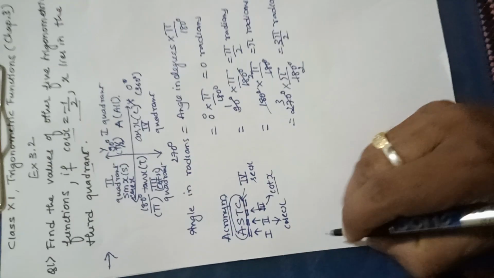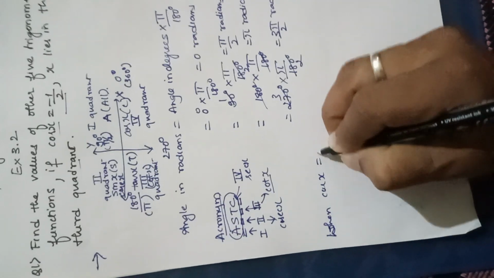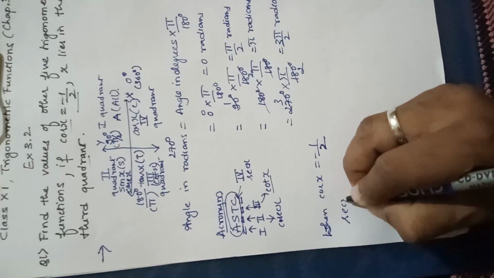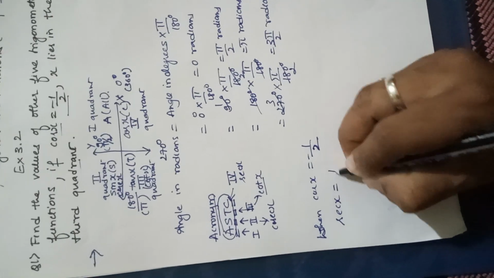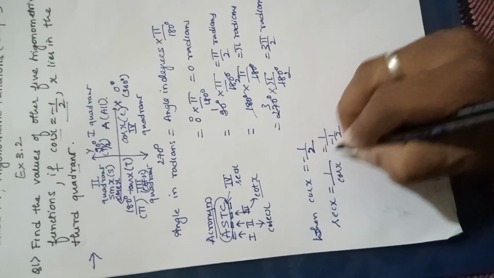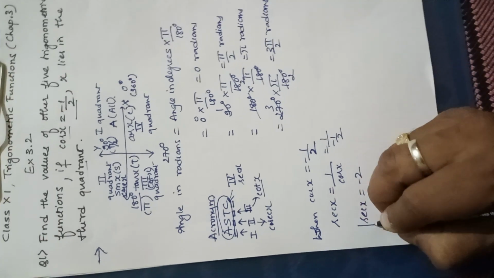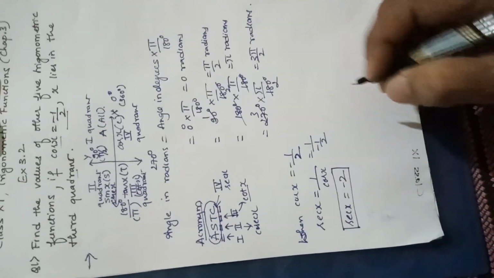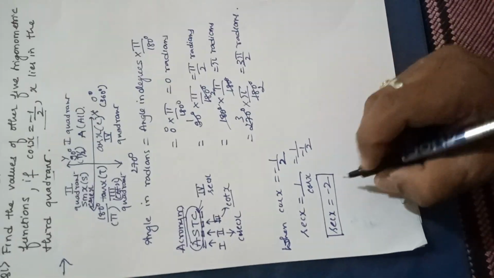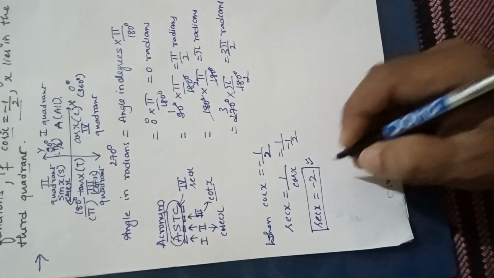Now, when cos x is minus 1 by 2, what is secant x? We know that secant x is 1 by cos x. So this will be 1 by minus 1 by 2, because cos x is minus 1 by 2. Secant x will be minus 2. Secant x will be minus 2 in the third quadrant if cos x is minus 1 by 2. So this is the value of secant x.